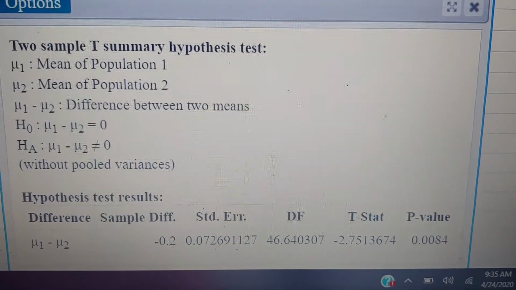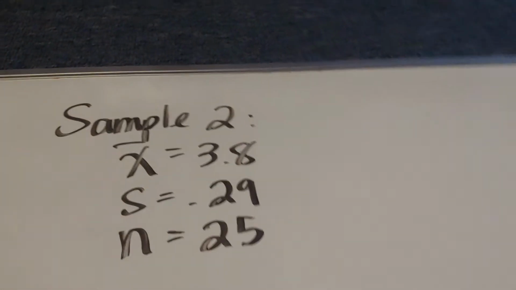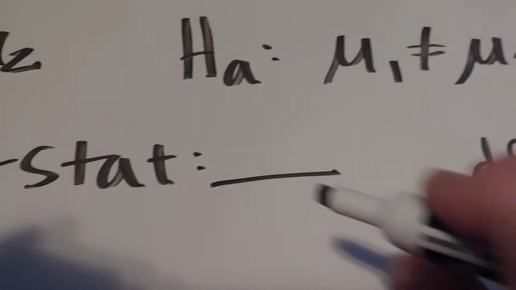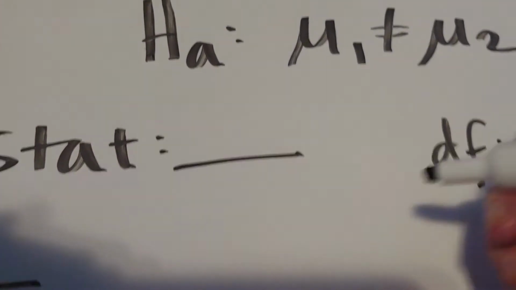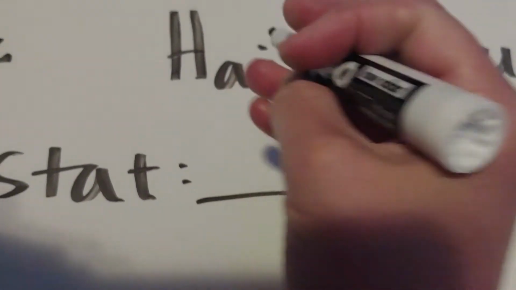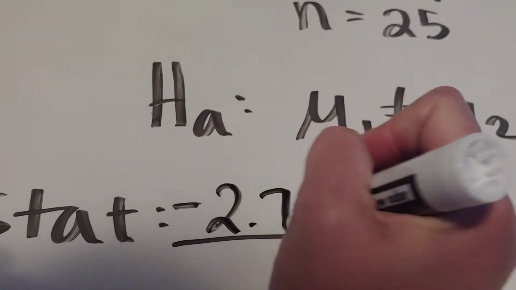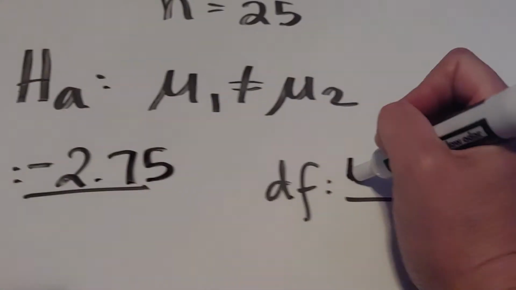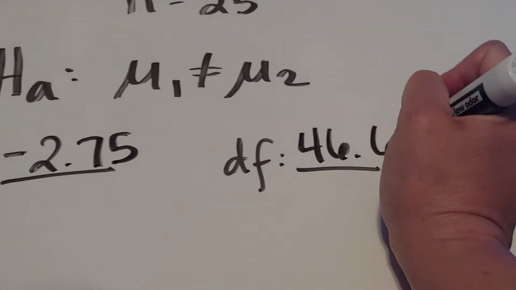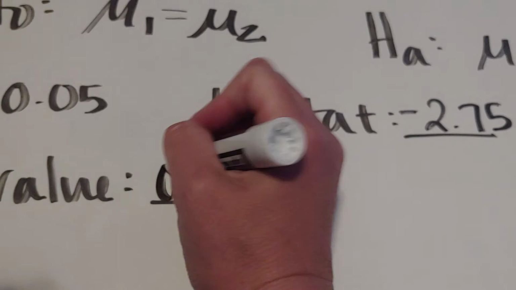So let's go ahead and write those down. Okay, where the heck is my pen? Okay, so my t-stat was negative 2.75. My degrees of freedom, if you're believing me, is 46.6. And the p-value is really what I care about.